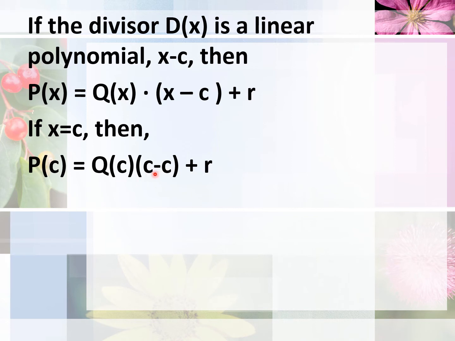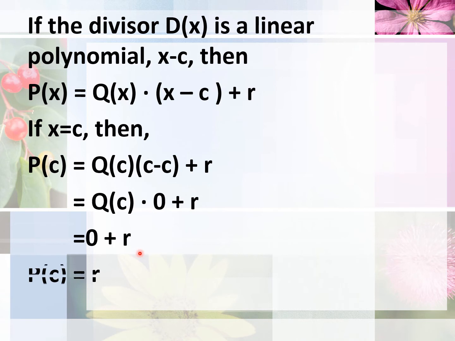So, pagdating dito sa c minus c, ang mangyayari magiging 0 na siya. So, pag minultiply siya sa quotient, ang matitira na lang is the remainder. So, 0 plus r is the remainder. So, ibig sabihin, pag sinolve mo yung p of c, ang matitira ay remainder. Yan yung proving ng ating remainder theorem.